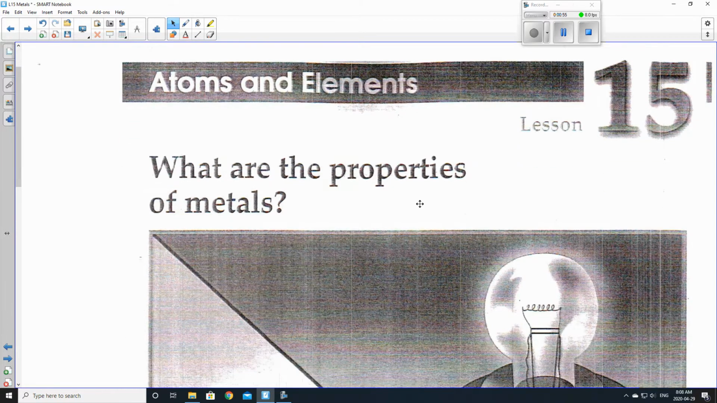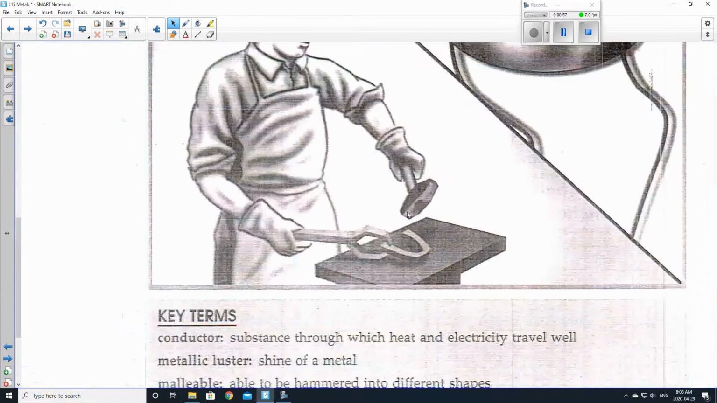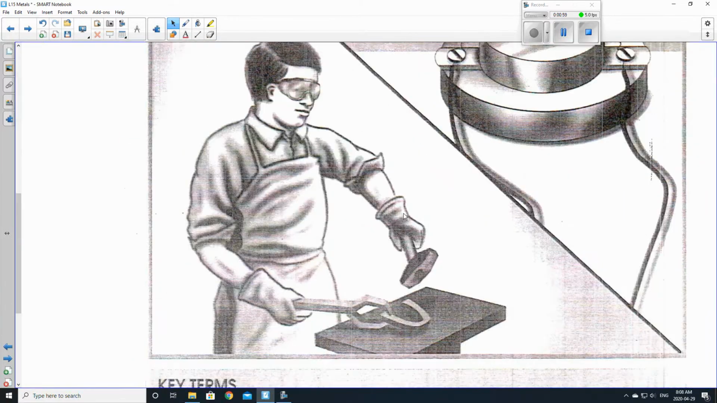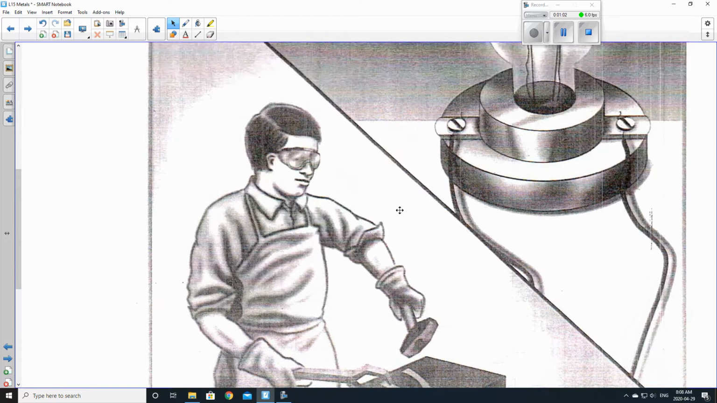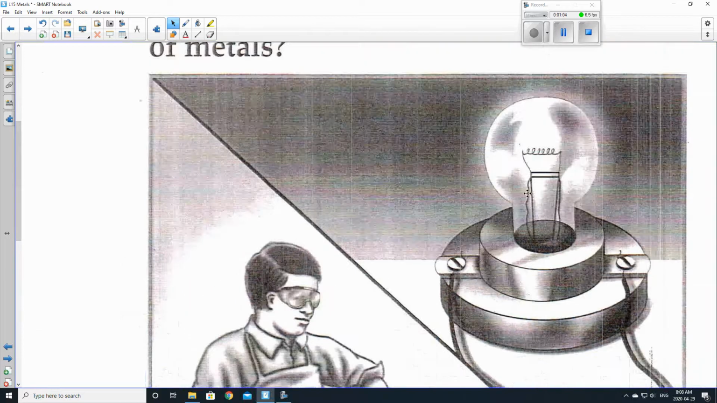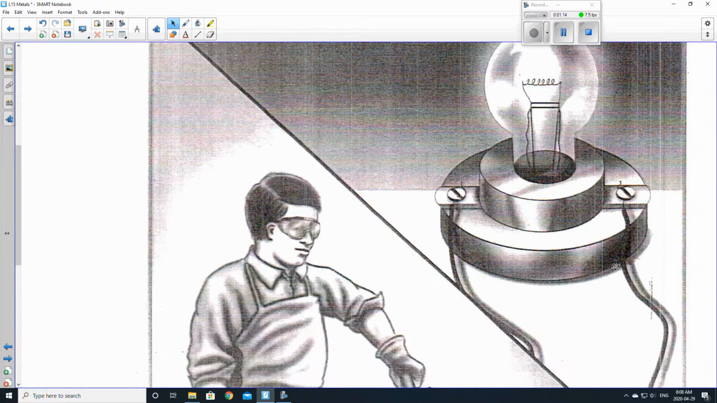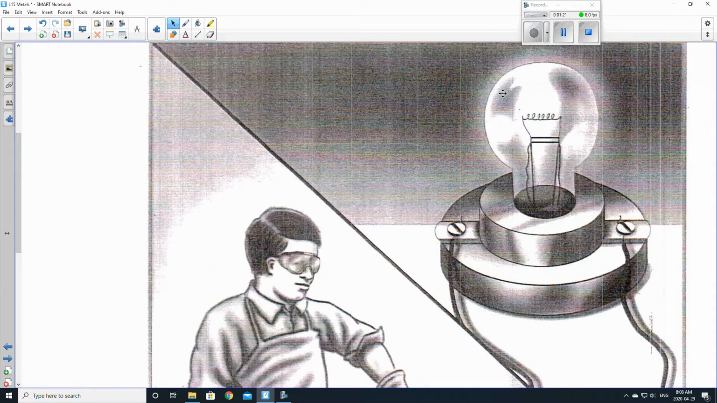So what are the properties of metals? We are going to be zoning in on a few words for vocabulary. One of the things is that metals are conductive. They pass electricity through them, and they would, for example, make a light bulb light up. Copper wires are used and they transmit or pass electricity, and this is called conductive.